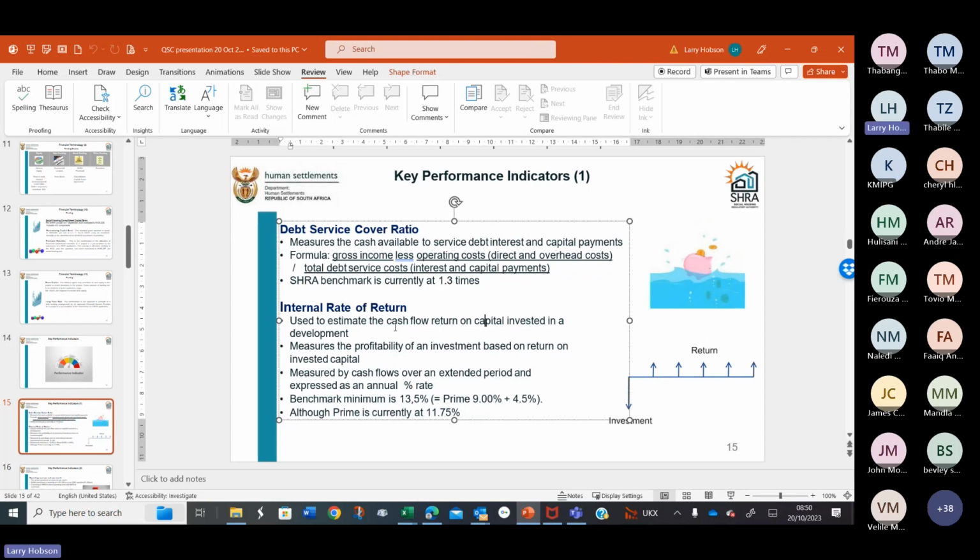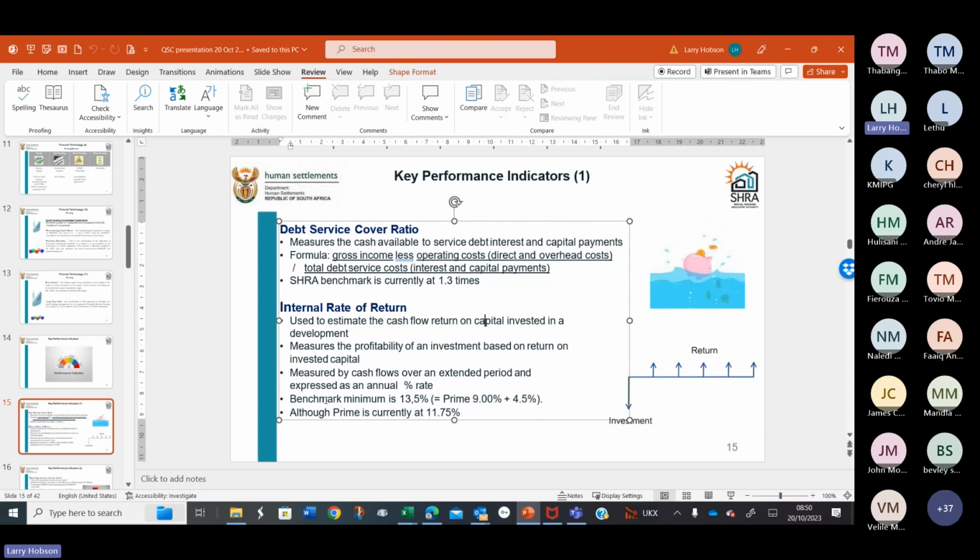Then we've got internal rate of return. So this is a standard measure used for project management and property development. People will always talk about internal rate of return, which is the cash flow return on capital invested in the development. So it looks at your cash flows over an extended period of time and is expressed as an annual rate. The quick scan C has a formula built in, and the formula says prime rate plus 4.5.